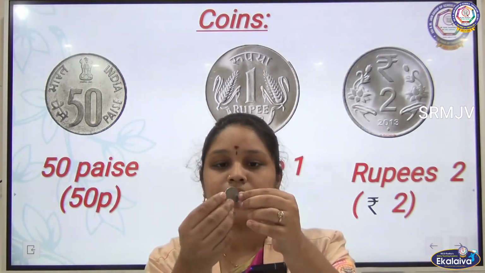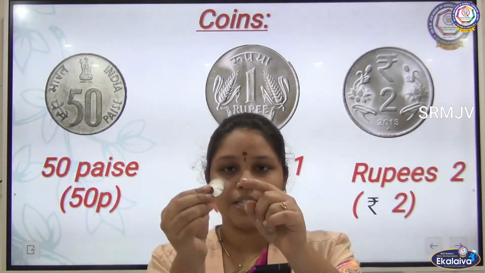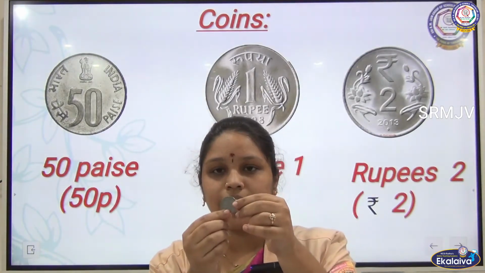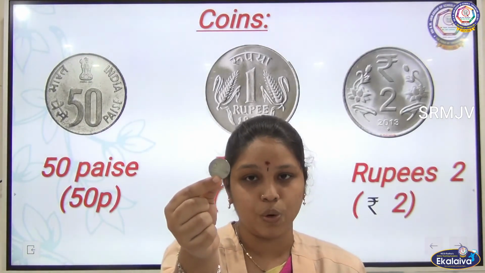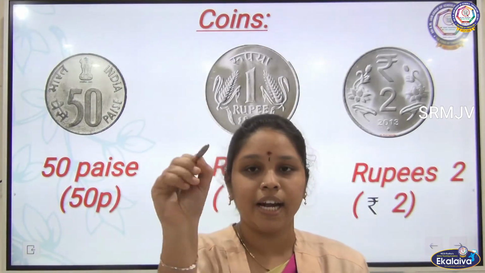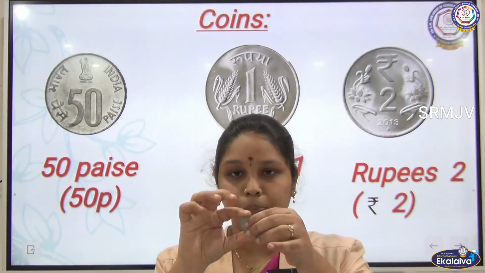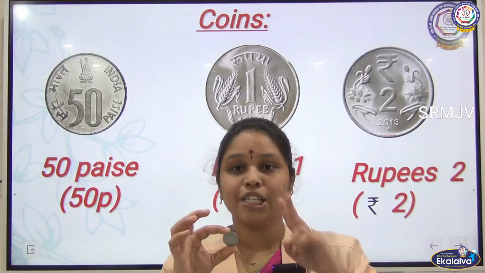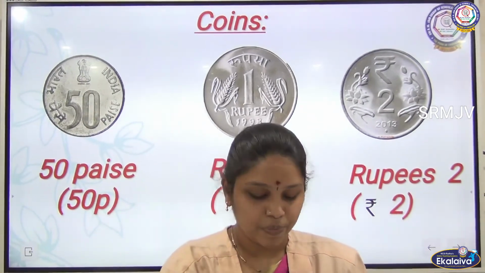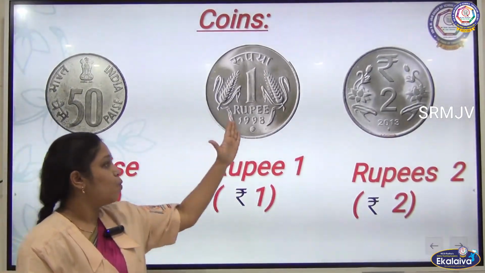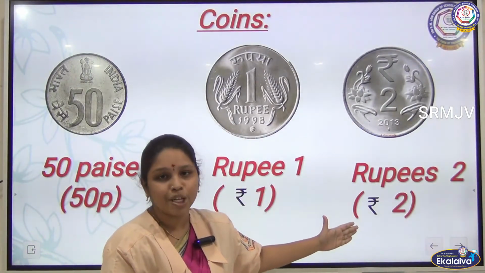The coin has 2 sides. This is one side and this is another side. On one side it has the number value, and on the other side it has the Indian emblem. In all the coins it has 2 sides. These are the values for 50 paise, 1 rupee and 2 rupee coins.